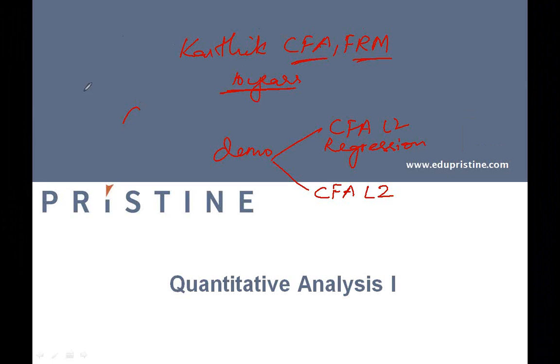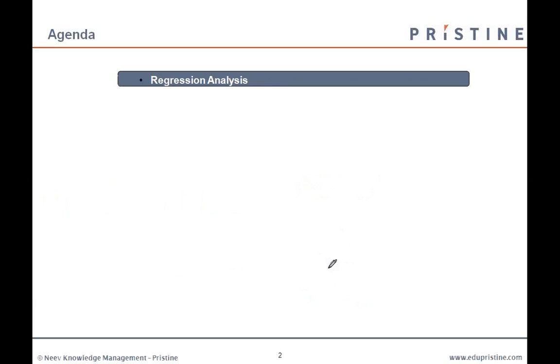Let's move on. As I said, the topic that I'm going to focus on today is regression analysis, which is part of your Quants 1 lecture of CFA Level 2 at Pristine. In terms of the exam, you need to know that the general weightage given for Quants in Level 2 is around 8 to 10%. So you can expect regression analysis.